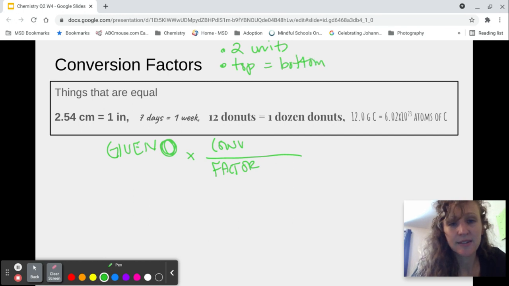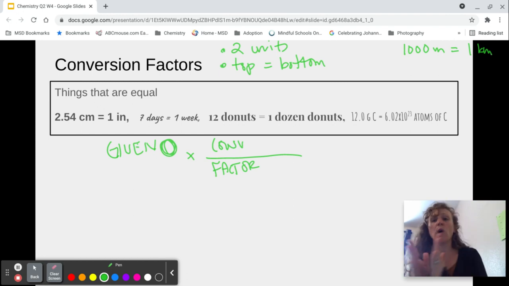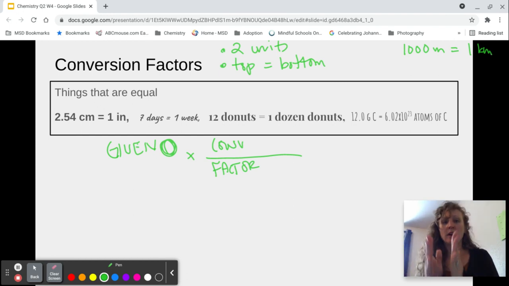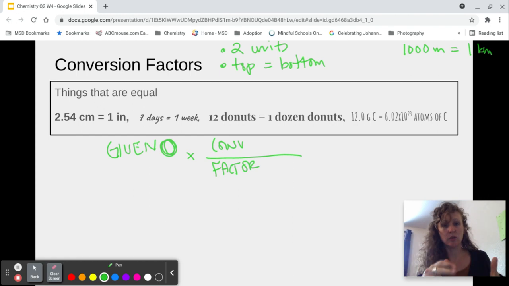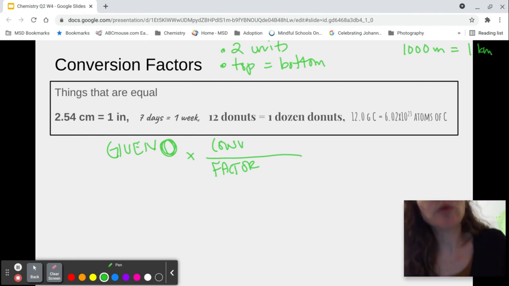And we saw this in the last example. 1,000 meters is equal to 1 kilometer. Those are the same distance. If you walk 1,000 meters, you have walked 1 kilometer. Those 2 distances are equal. And so a conversion factor is going to have these 2 equal or equivalent quantities in 2 different units on the top and the bottom.